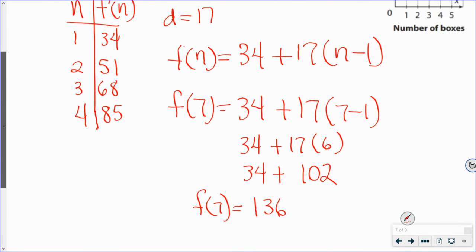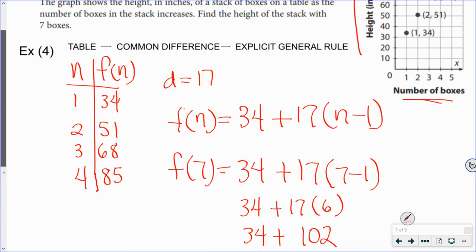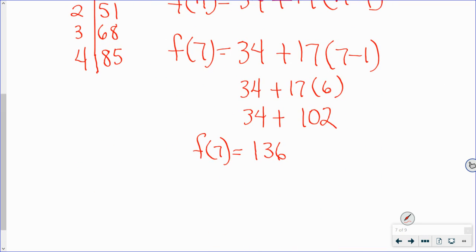And you know what? That fits on my graph. I can see that, you know. 7 boxes. Here's my number of boxes. Here's my height in inches. So, yeah, that looks like that would fit on that graph. And it ought to be a straight line because that's a linear thing.